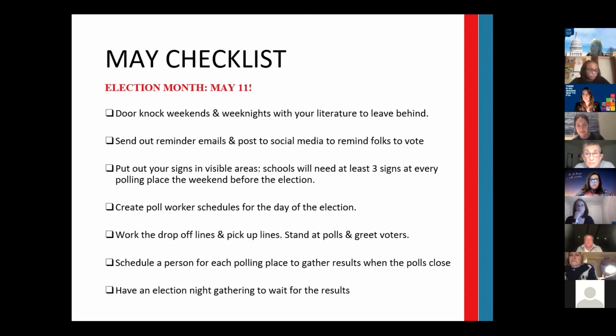So, lots of door knocking, lots of exposure, having maybe something to hand out. It's called the lit drop in the campaign world. Also, make sure you send out reminders to tell people to vote. Don't take it for granted.